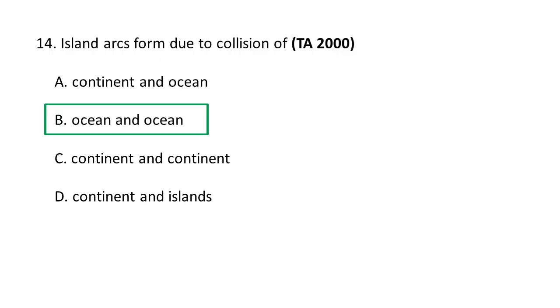And it is also due to partial melting. The subducting plate partially melts, forming a volcanic island arc. And a trench is formed. It is a deep depression in the ocean. It's called an ocean trench, and it marks the location where the plate is pushed down into the mantle. And an island arc is nothing but a line of volcanoes that grows on the upper oceanic plate. So island arcs form due to collision of ocean and ocean. B is the correct option.